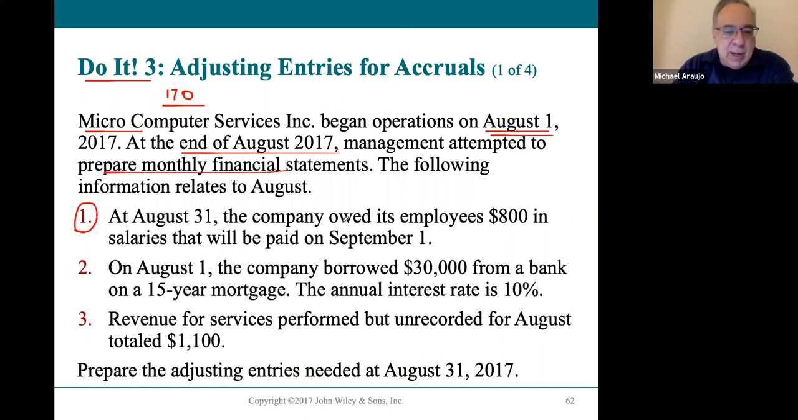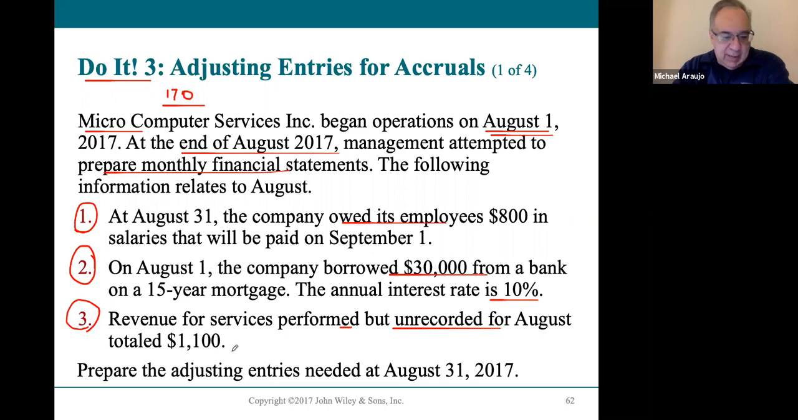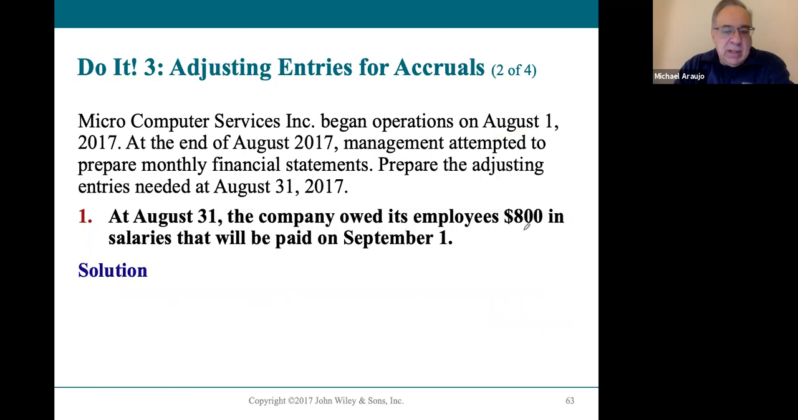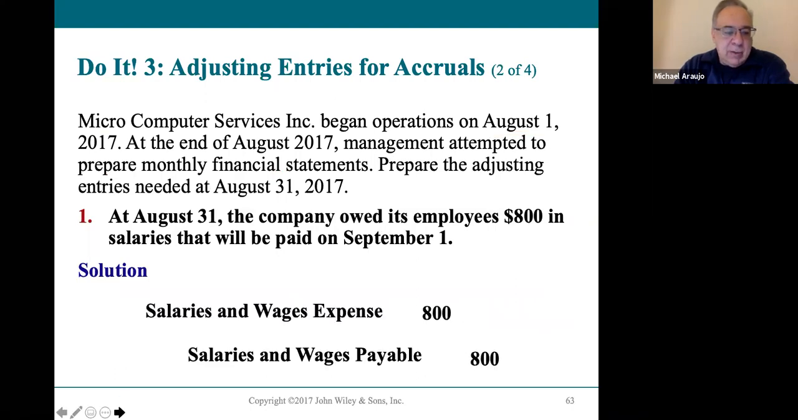The end of August, the company owed its employees some money in salaries. August went by, the company had a loan. And so some interest happened in August, needs to be expensed. And thirdly, they performed some services, but they never recorded it. So this is missing revenue they have to do. So prepare the adjusting entries, very simple. There's just three. The very first one is about owing the employees. And so you know, again, you'd have to put the date, as always. Debit to salaries and wages expense for $800, because that's what we owe. And of course, we're setting up the liability, salary and wages payable, credit.